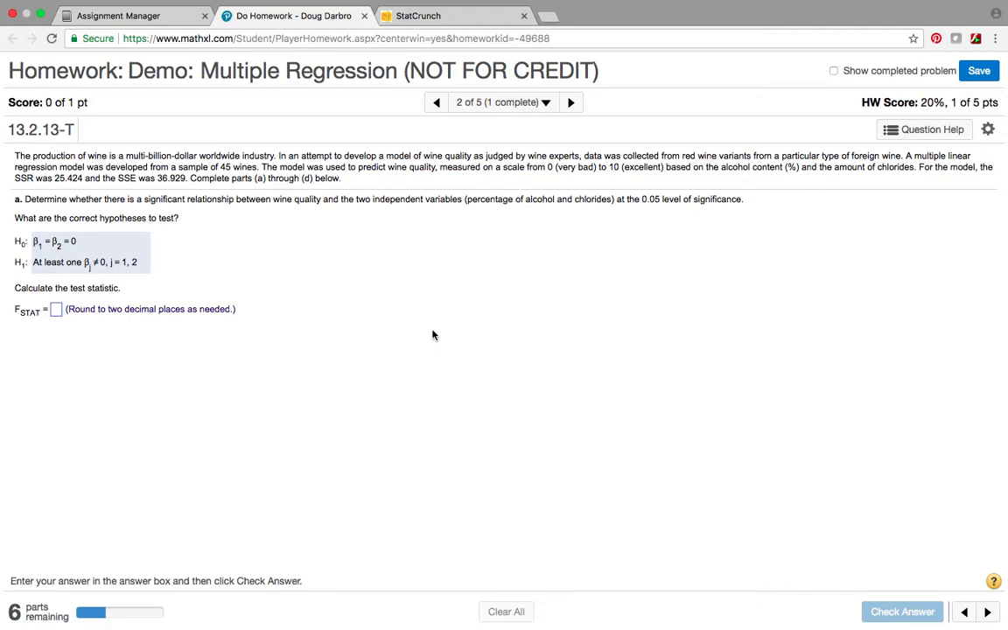Now calculate the F statistic. Well, this is a lot like what we did before, except they only give the sum of squares regression. I'm going to write this down because we want to get out of this.